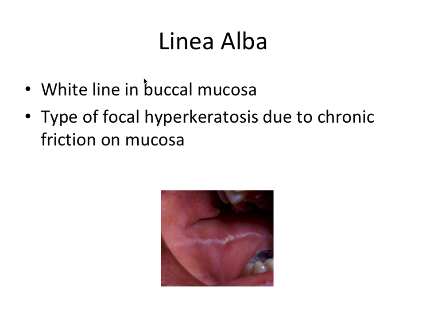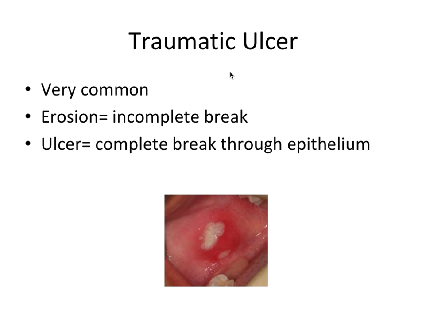So first we have linea alba. This literally translates to white line, and it refers to a white line on the buccal mucosa, where the plane of occlusion would be, where the upper and lower teeth would meet. If you're biting your cheeks, this is sort of like a callus that would form on your buccal mucosa. So it's a type of focal hyperkeratosis, which basically means a callus due to chronic friction on this area of the buccal mucosa.